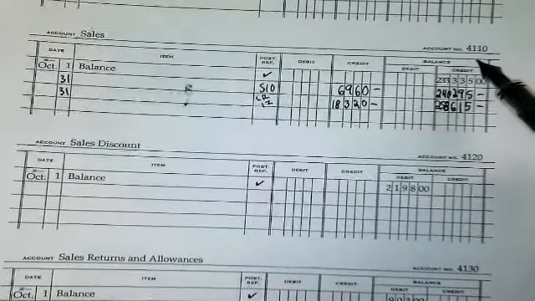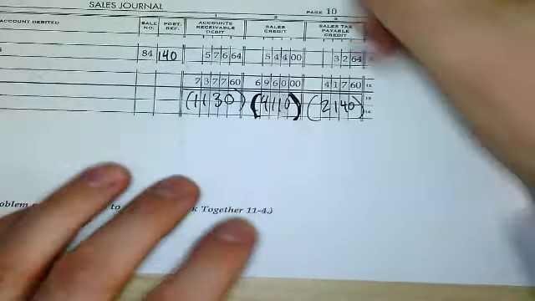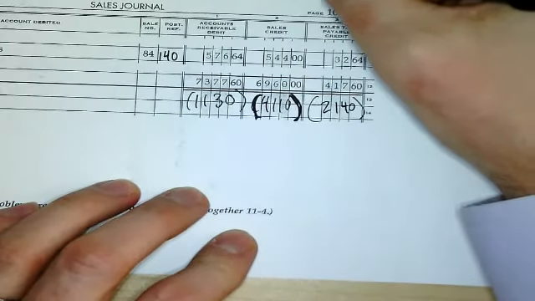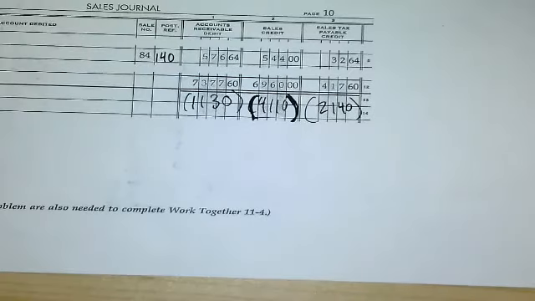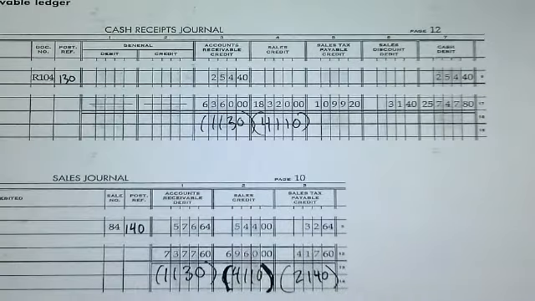Sales ledger is 4110, 4110. That is your sales.